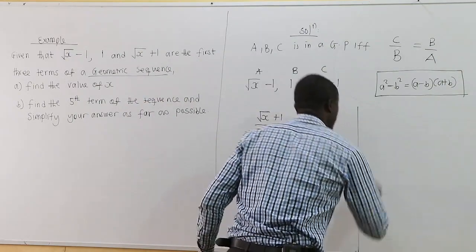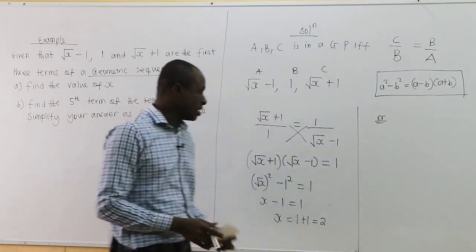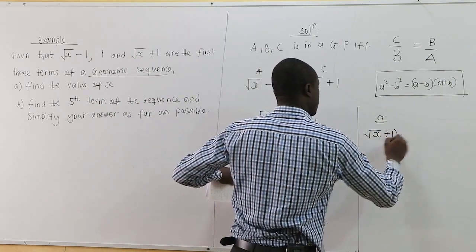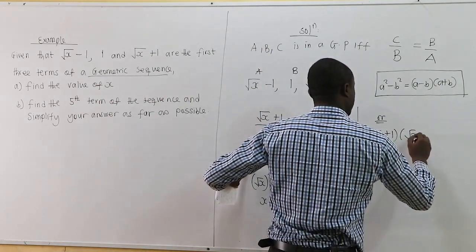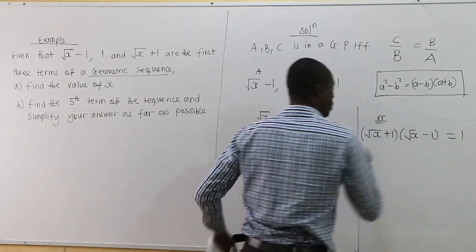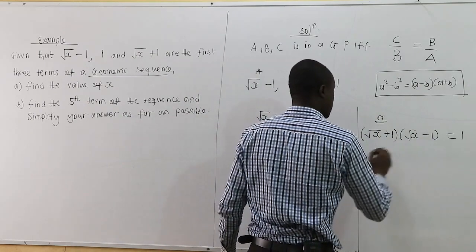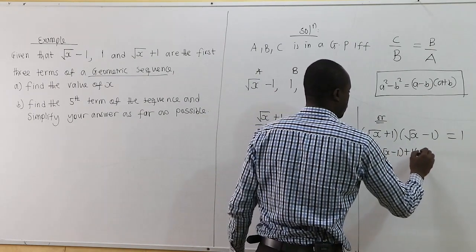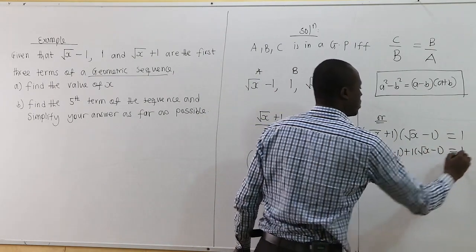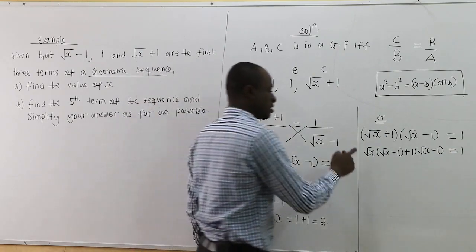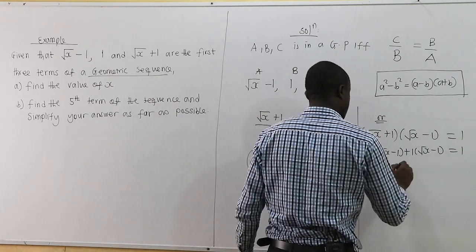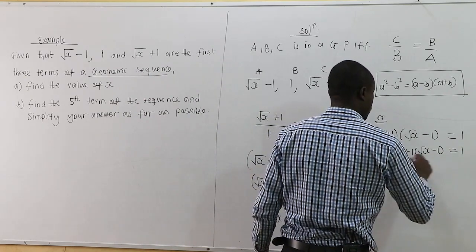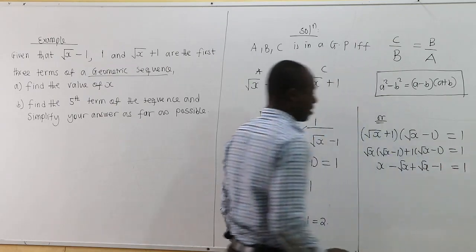Either this or some people are not getting it. Well, let's expand. You see, we have root of x plus 1, and then we have root of x minus 1 is equal to 1. We expand using the distributive property. So we have root x times root x minus 1 plus 1 times root x minus 1, and this is equal to 1. Now root x times root x, that's x. Then negative root x. Then this, that's root x. And 1 times negative 1 is negative 1. And this equals 1.